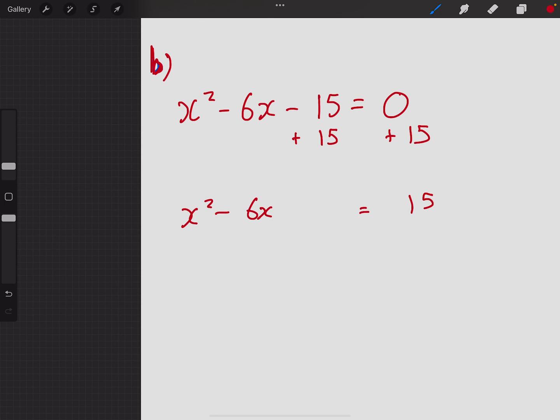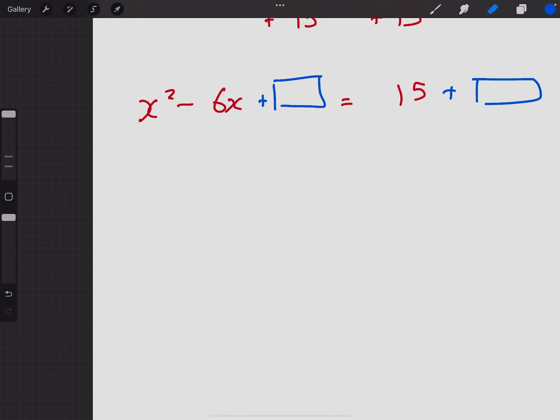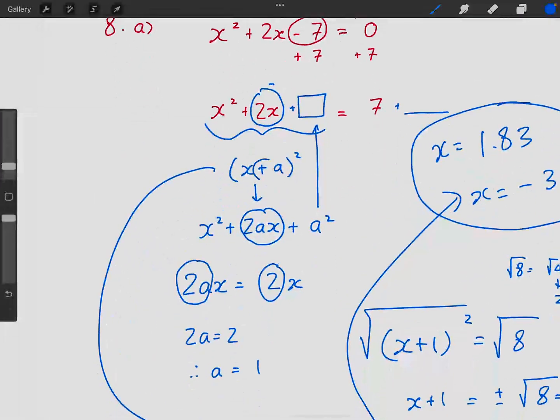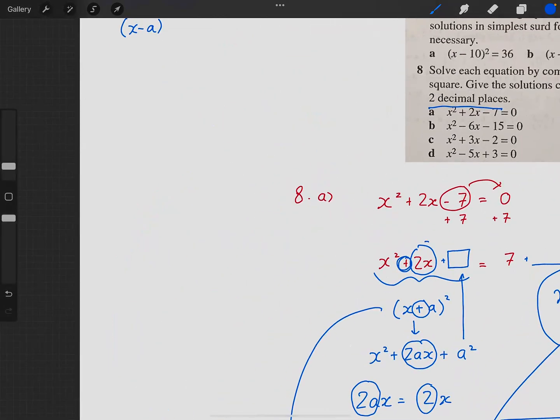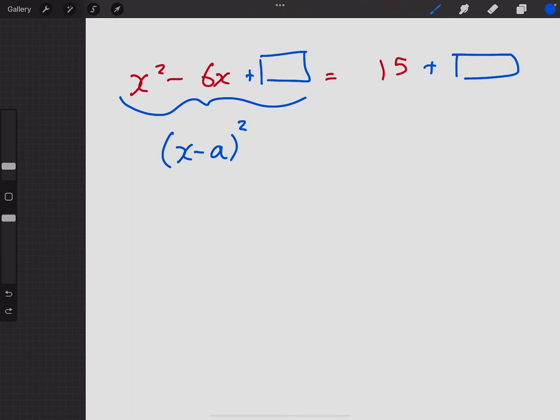So what we're going to do is add a certain number to both of these. If you add it to both of them, then you haven't changed the equation, so you can actually do that. We're going to add a certain number to both sides, and we're going to add it in a way where this will factorize cleanly. So this will be x minus a. In the original one we had x plus a because this was a plus, but since this one is x squared minus 6x, we're going to have x minus a squared.